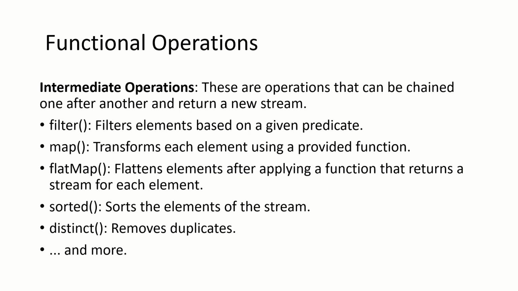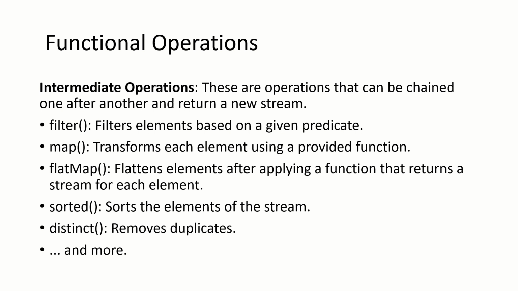So what is the filter method doing? The filter method in the stream filters the elements based on the given predicate. In the previous video, we already discussed the predicate, supplier, consumer, and function functional interfaces. The filter method takes a predicate as its method argument, and according to that predicate, it will give you the result.